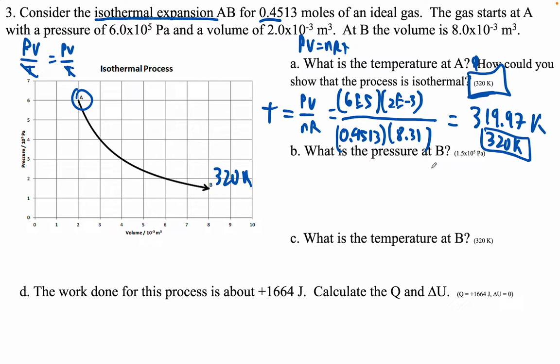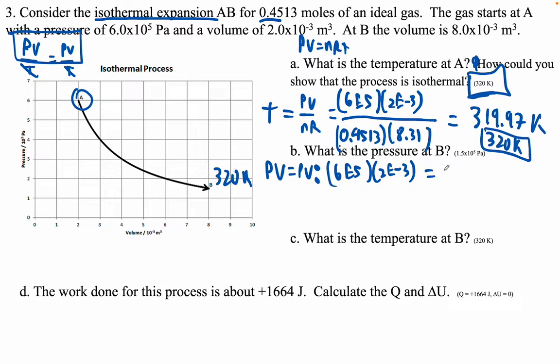All right, let's see the pressure at B. We can just do PV equals PV, right? Now you could use the ideal gas law if you want. P is going to be nRT over V. You could find the pressure at B using that. I'm going to use the combined gas law. So PV equals PV. The pressure at A is 6E5. The volume at A is 2E minus 3.